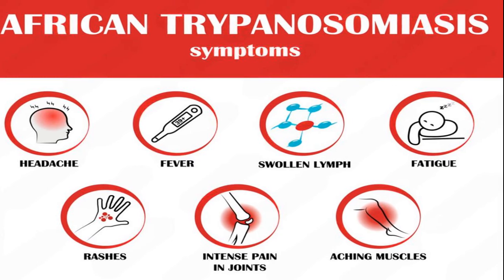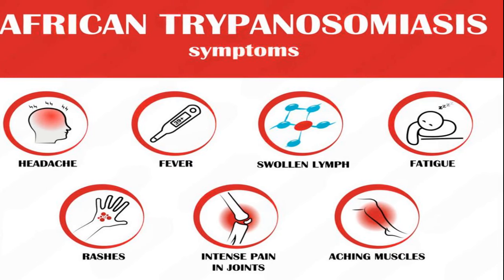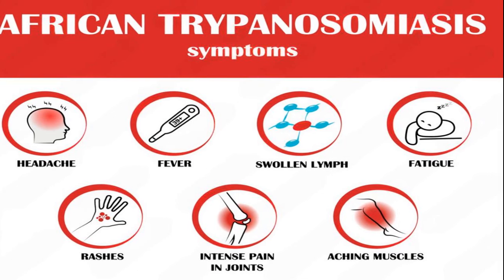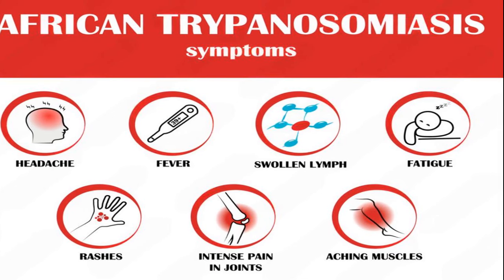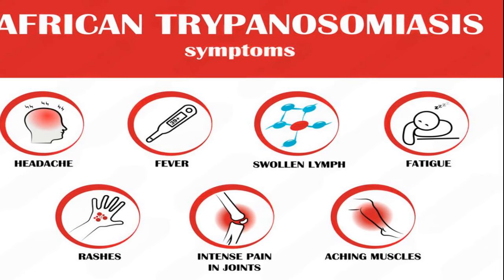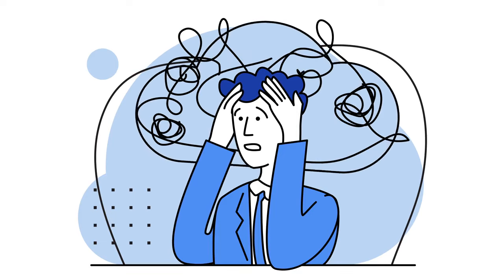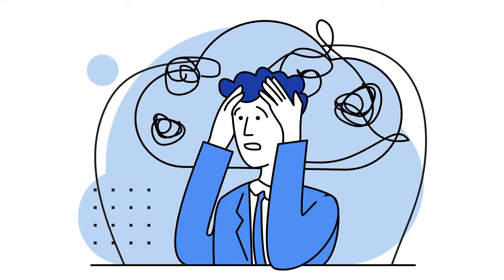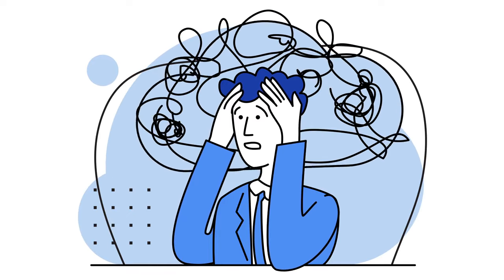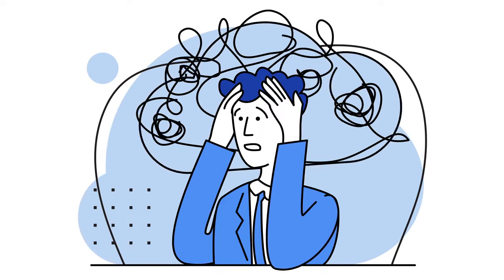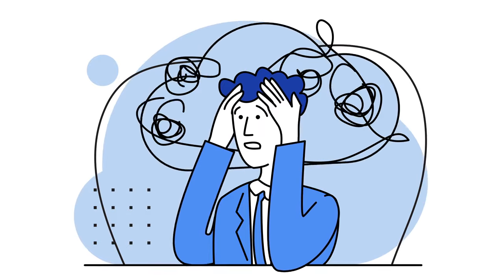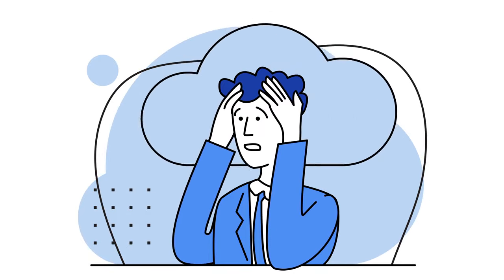Number 5. What are the symptoms of sleeping sickness? Sleeping sickness has two stages of symptoms. First stage is early stage, also known as hemolymphatic phase, which includes symptoms like fever, headaches, joint pain, itching, and swollen lymph nodes. Second stage is late stage, also known as neurological phase, which includes symptoms like confusion, personality changes, poor coordination, sleep disturbances, and eventually coma or death if untreated.